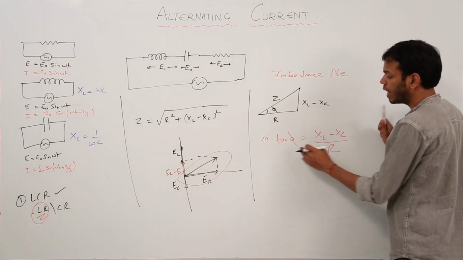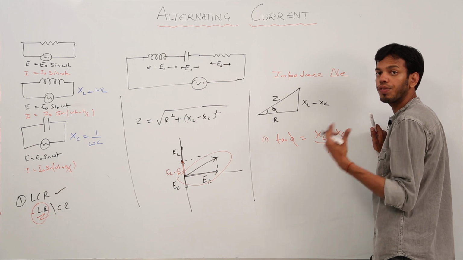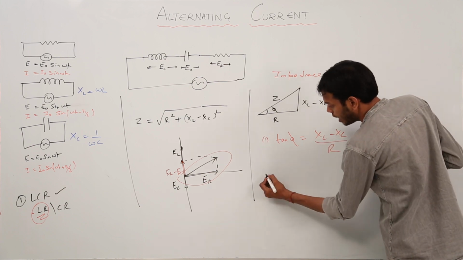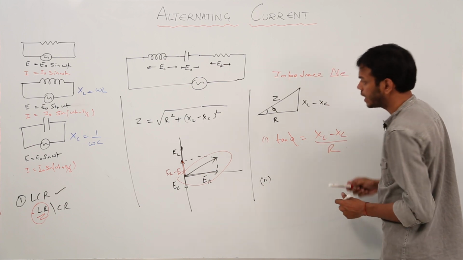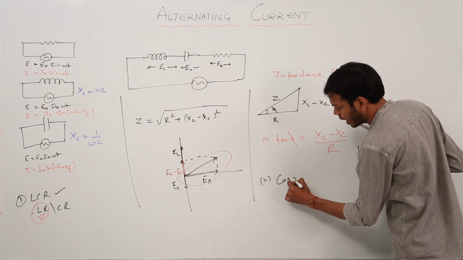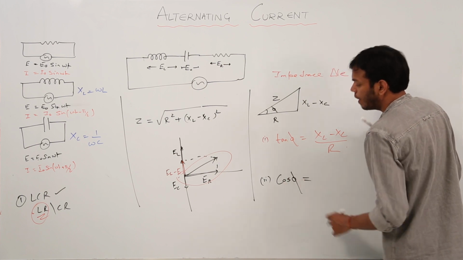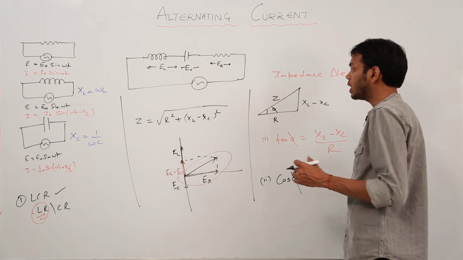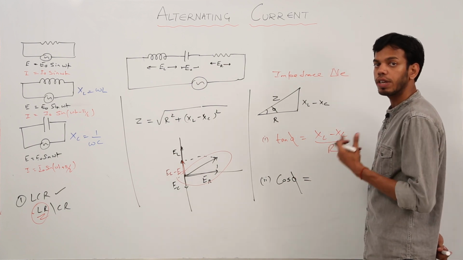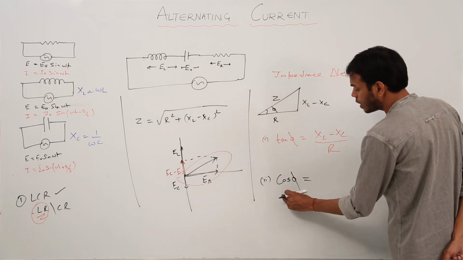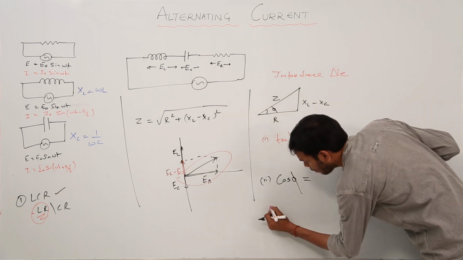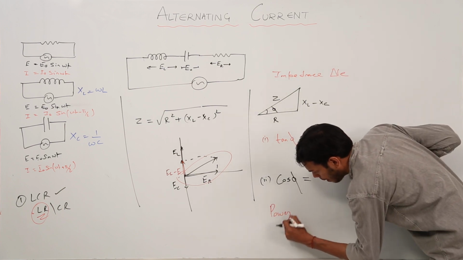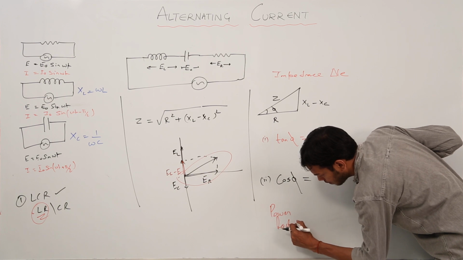This is the point from where you can calculate the value of phi, the phase difference between current and voltage. Number two, you can find out the value of cos phi. What is cos phi? When we do the average power, you will see that the average power associated with the LCR circuit contains this part which is called the power factor.